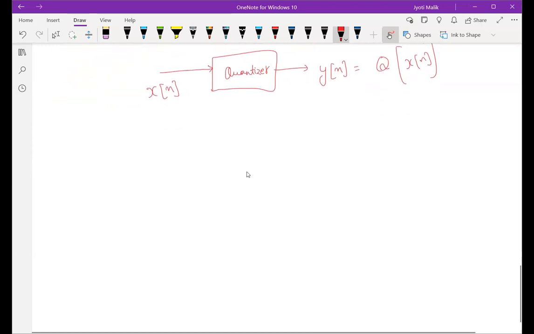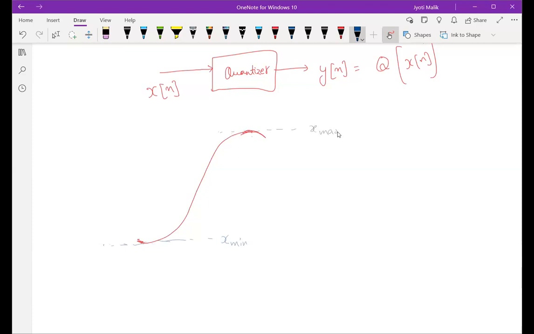Yeah. So, for example, if your actual signal is something like this. This is your signal, okay? Now, you see one thing. What is the minimum and maximum value? This is x min. And this is the maximum value of the signal, x max. Right? What will we do now? What does the quantizer do?